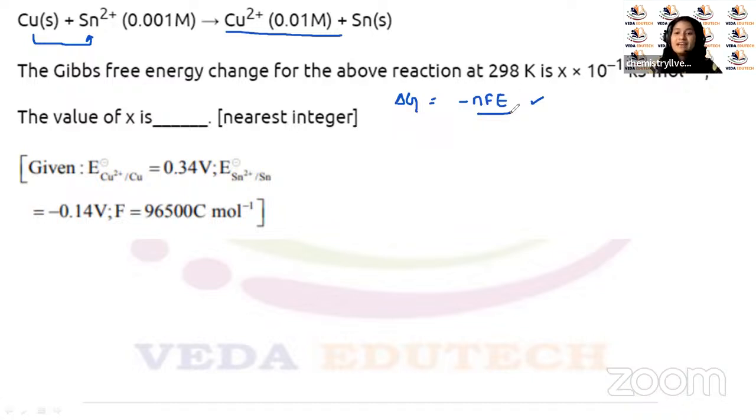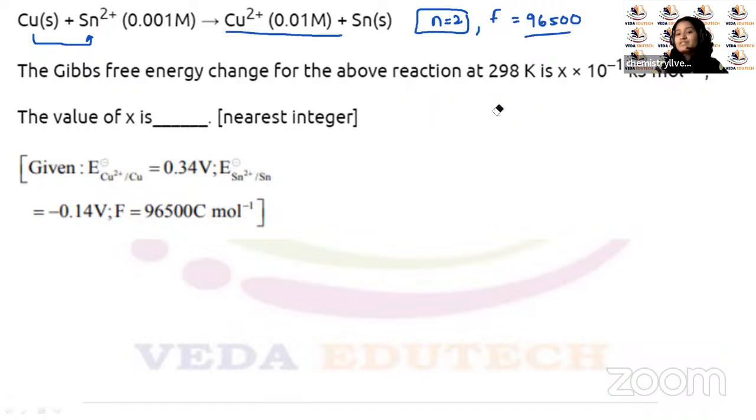Yes, so because we have to find out the E cell, we can identify from here copper to copper 2 plus is 2 electrons. Similarly, Sn2 plus to Sn is 2 electrons. So n will be 2 here. The value of F is given to us as 96500. The only thing that you are going to find out is E cell. E cell can be found out by which reaction, children? By the Nernst equation. Yeah, Nernst equation. So for the value of Nernst equation, we require E naught.